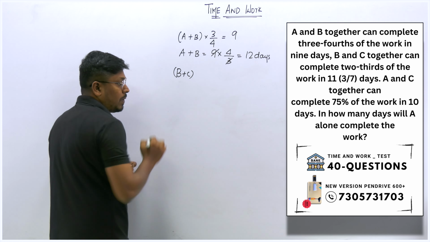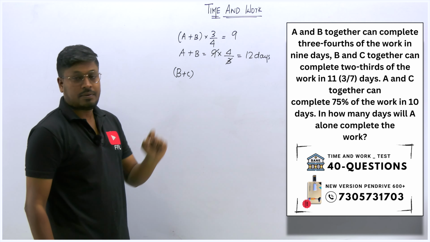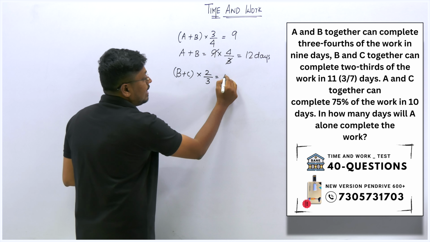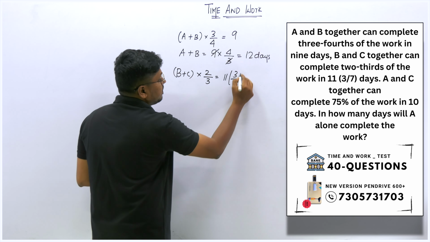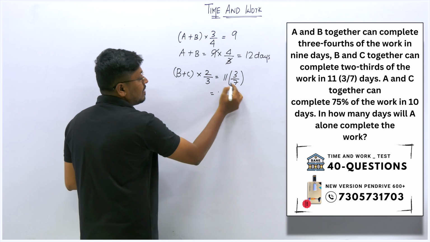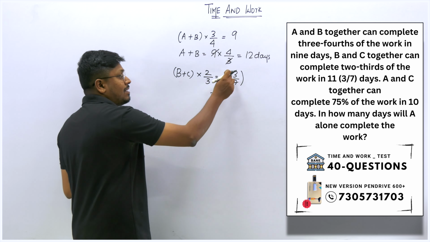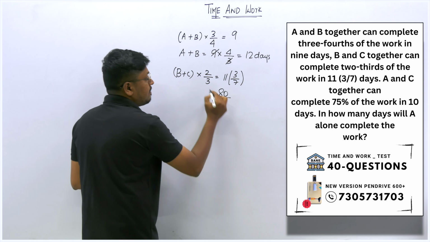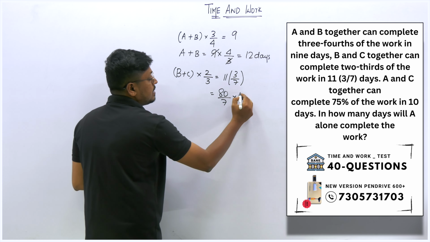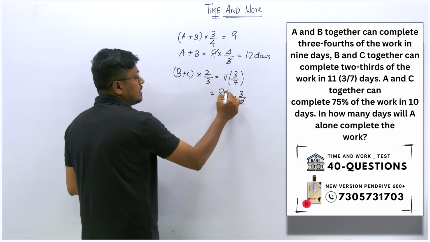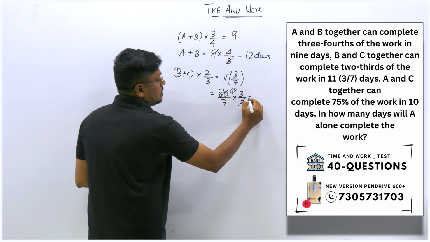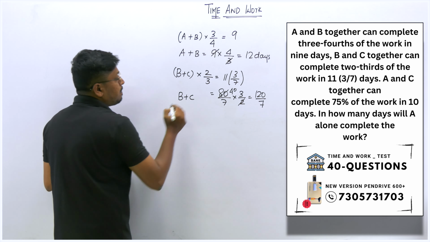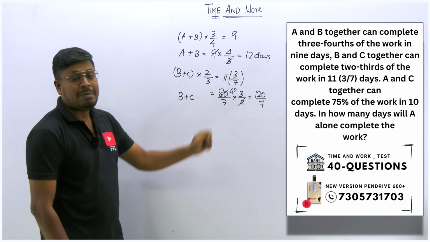Similarly, B and C together can complete 2/3 of the work in 11 3/7 days. So 11 into 7 is 77, 77 plus 3 is 80, so 80 divided by 7. When you bring the 2/3 to the right-hand side, it becomes 3/2. Cancel it, and this becomes 40, so 120/7. So B and C can complete the work in 120/7 days.